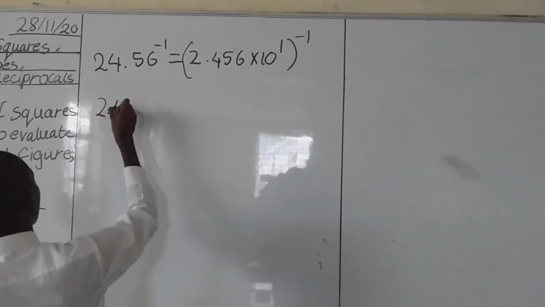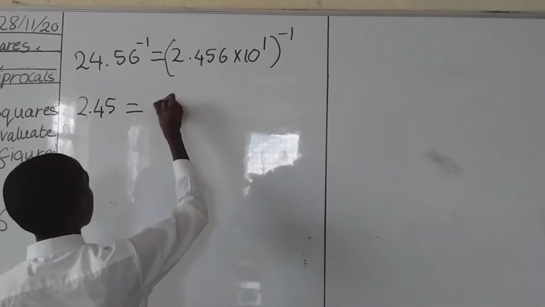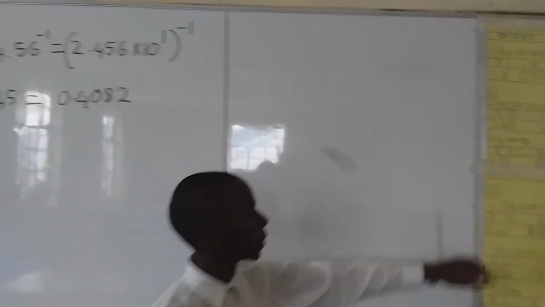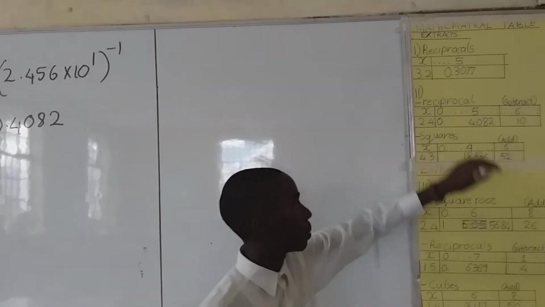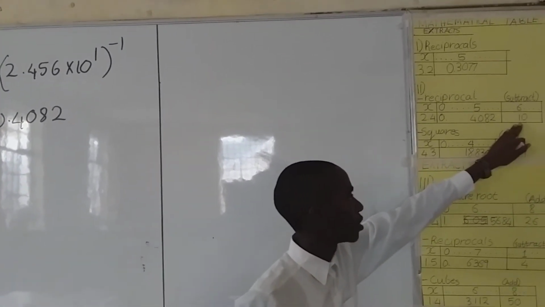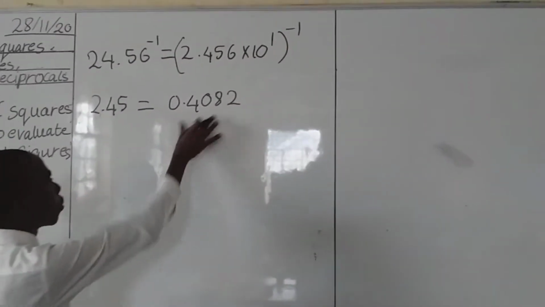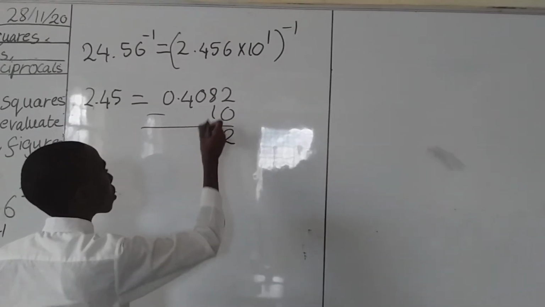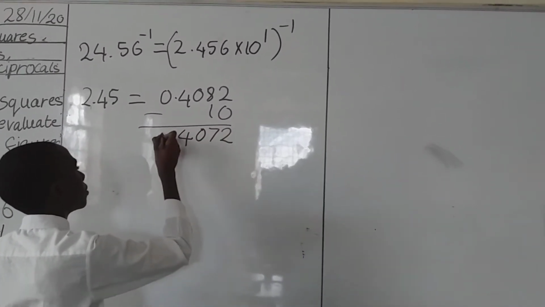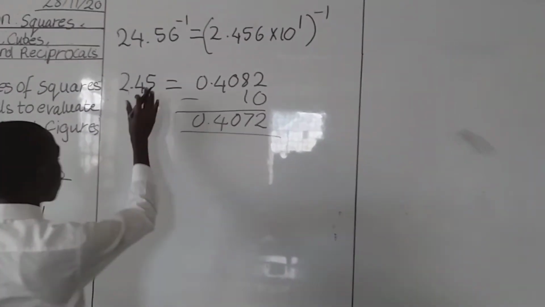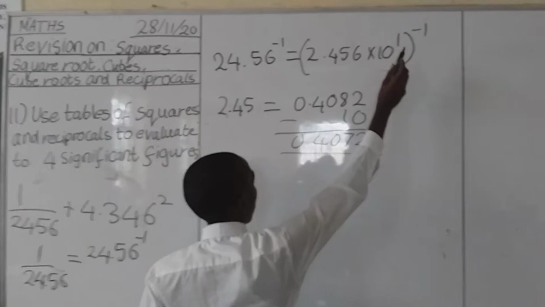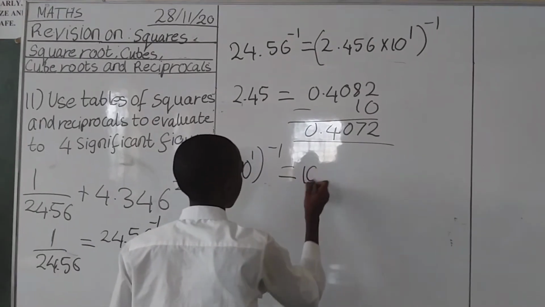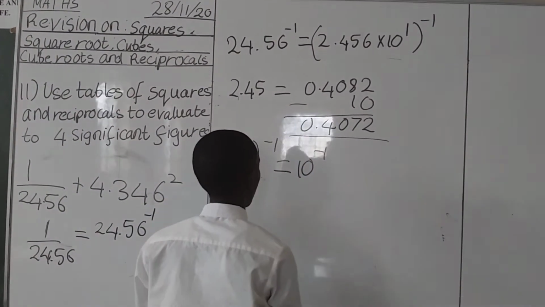So for 2.45, we've gotten 0.4082. We go to the differences column, that is the subtract column for the case of the reciprocal tables, where we read off the column of 6, which is 10. So from what you've gotten from our maths table, we subtract 10 directly, 2, so that's 7. Remember our 10 raised to power 1, since it was positive, the 10 takes a negative sign. So it is 10 raised to power negative 1.